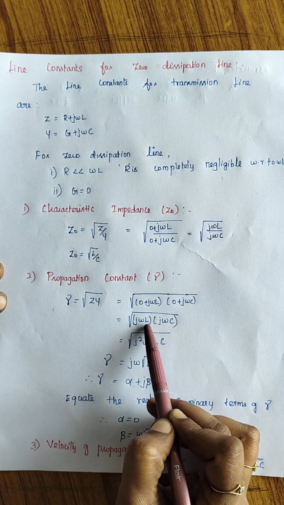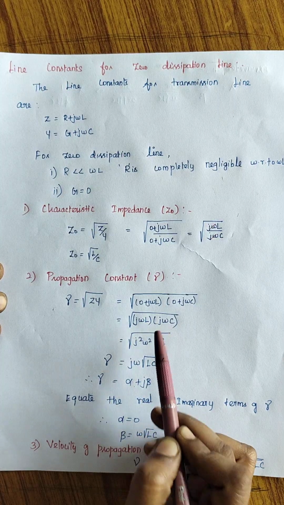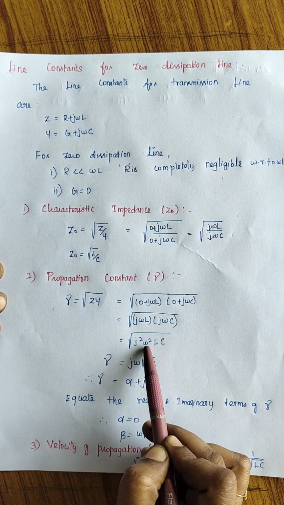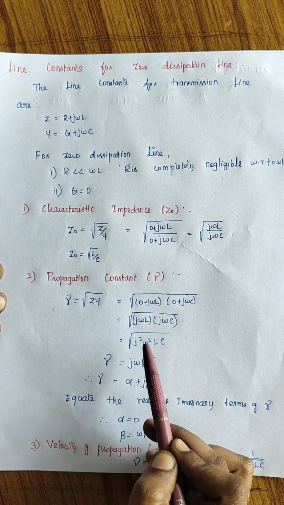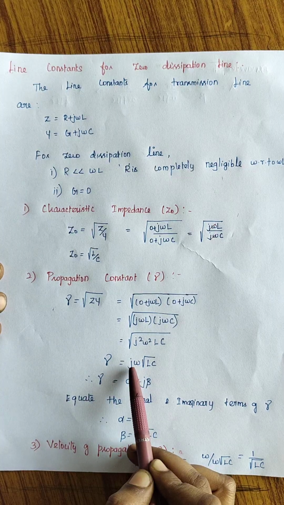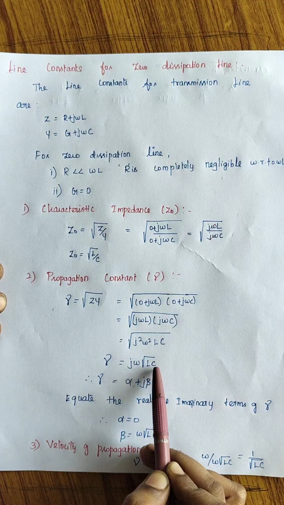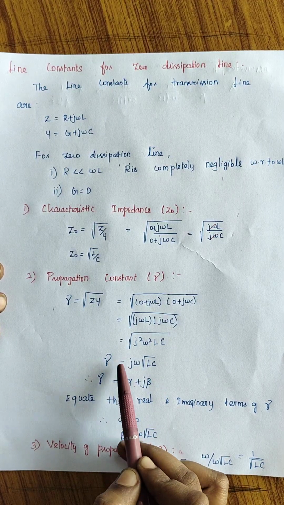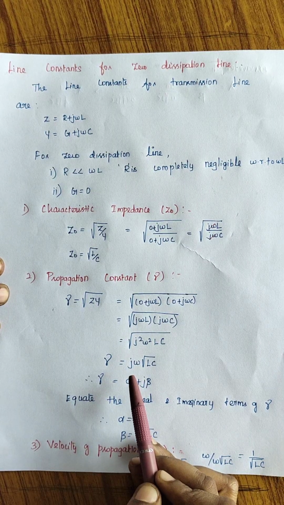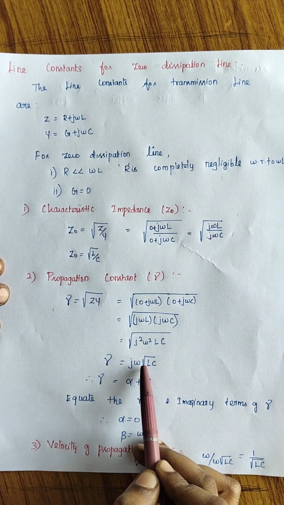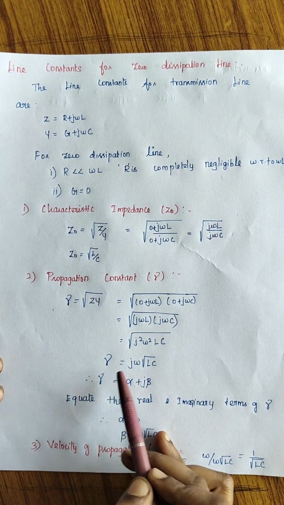So we get j omega L into j omega C. Now we multiply them, and we get j squared omega squared into LC. Now we take the squared term outside of the square root. The final value we get is j omega square root of LC. So the propagation constant under the zero dissipation line, or dissipationless line, is equal to j omega into square root of LC.